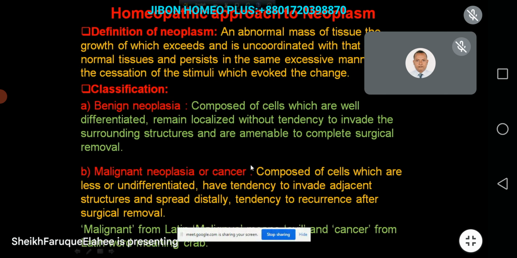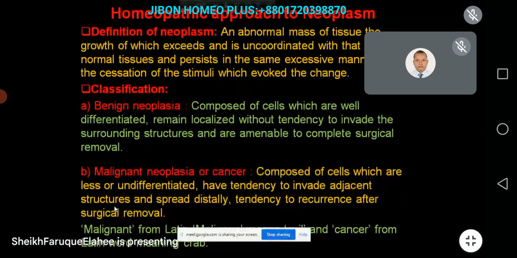But in case of malignancy, this is completely different. This will be composed of cells which are undifferentiated. We'll find the cells, one is not like another one. One is round, another is rhomboid, something like this. One is big, one is small, one has more chromosomes, one has less, one has less cytoplasm, one has more cytoplasm, like this. This will be undifferentiated and of dissimilar size. And they have a tendency to invade adjacent structures. This tumor will invade the adjacent structure.